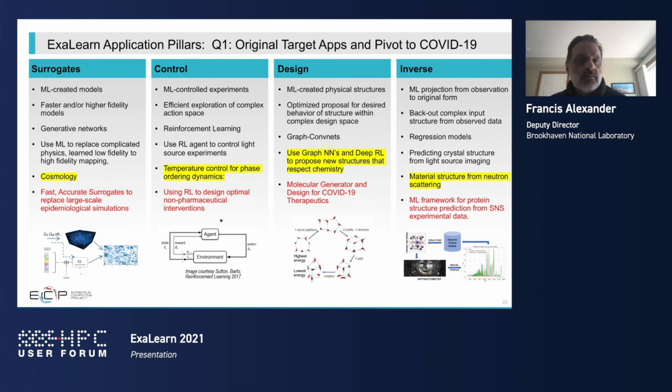Where we spent most of the effort from across the project was really in the area of design, where we were using graph neural networks and deep reinforcement learning for generating molecules specifically targeted for COVID-19 therapeutics. And then finally, our work on inverse problems, which was focused mostly on more traditional materials, ended up getting focused on protein structure determination from the Spallation Neutron Source data. And so we pivoted our project for about 6 months in the middle of 2020.